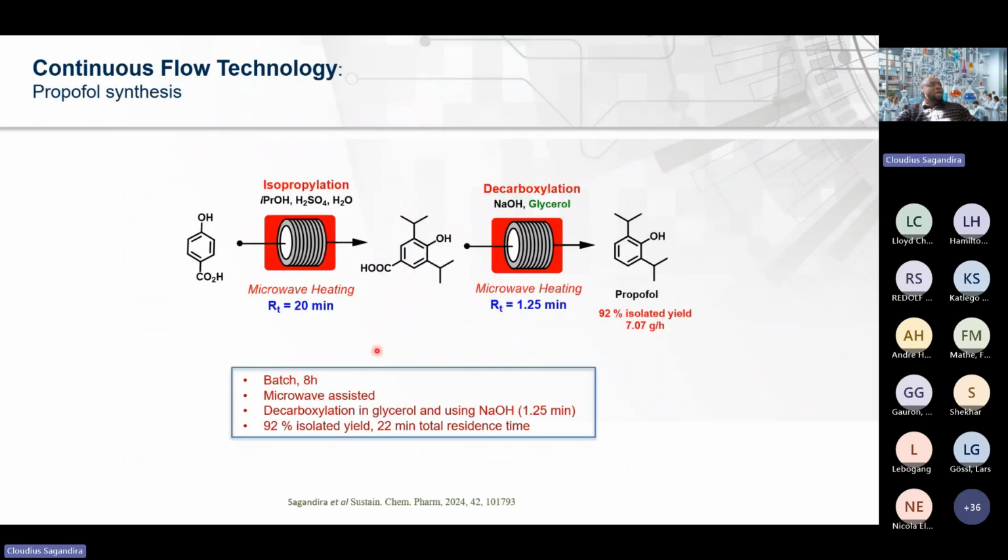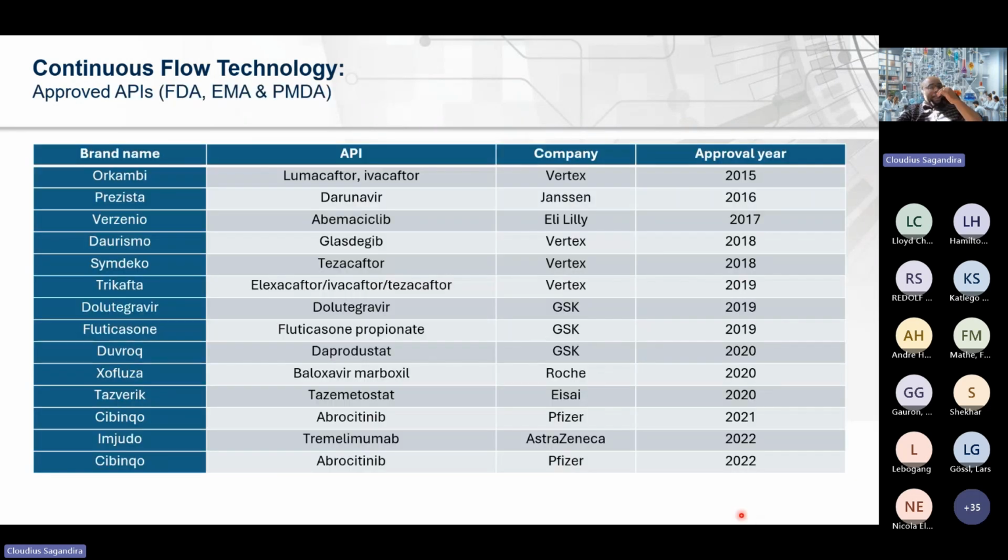With Propofol, we use microwave heating to do this, and I just want to highlight the decarboxylation reaction. It's done at very high temperatures in batch and long residence time and high amount of the base. We managed to do it only in 1.2 minutes, and get 92% isolated yield, and we have also published this work.